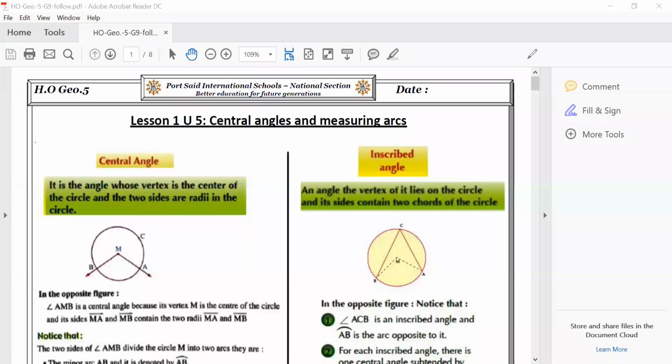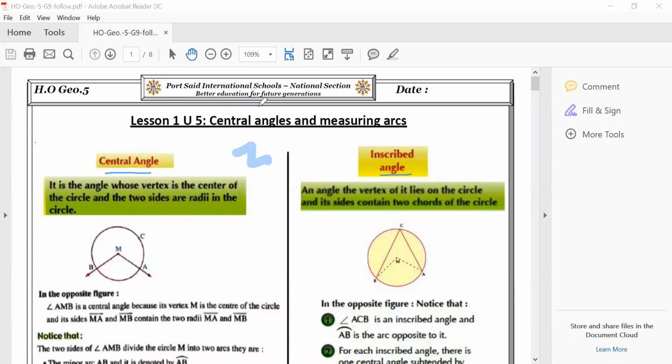Okay, hello again. Let's start or complete our curriculum. Suppose that Unit 5 is the last unit in our curriculum, and the first lesson in it is central angles and measuring arcs. Before dealing with what a central angle is, I must compare central angle and inscribed angle. What is the difference between central and inscribed?